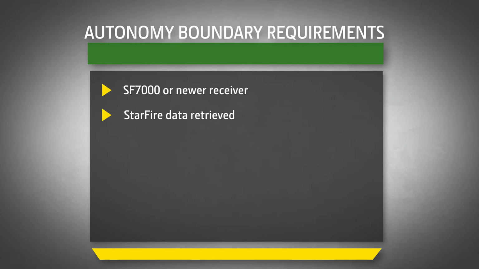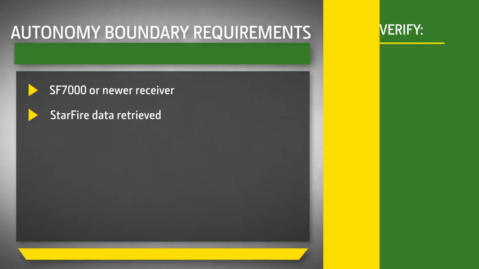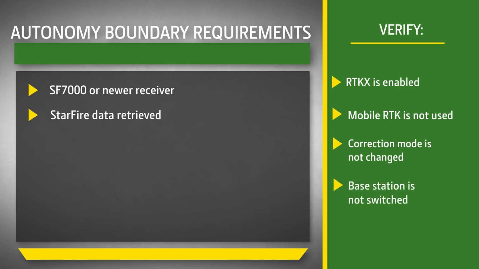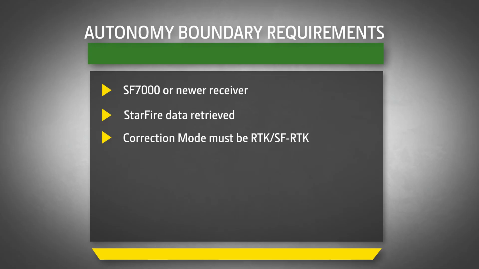If this requirement is not met, verify that RTKX is enabled, mobile RTK is not being used, the correction mode has not been changed during recording, the base station has not been changed during recording if using radio RTK, and you are not recording near fault lines. Ensure you are using radio RTK or SF RTK when recording the boundary. Mobile RTK is not allowed.